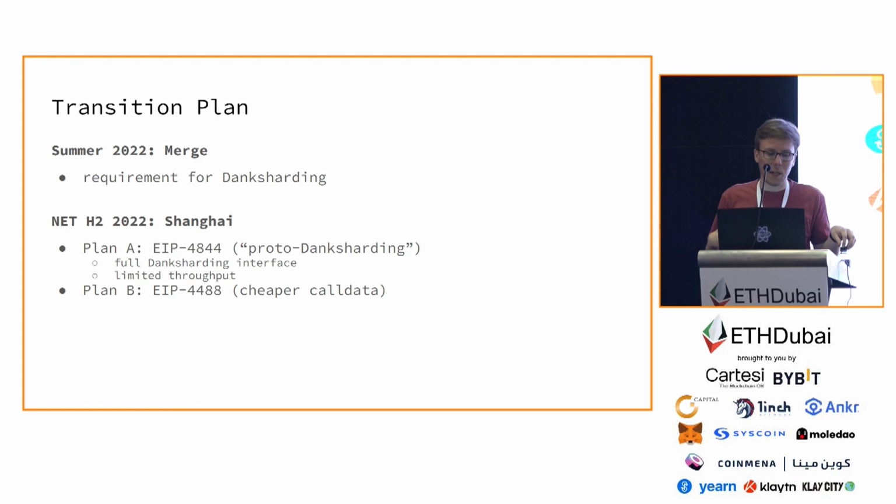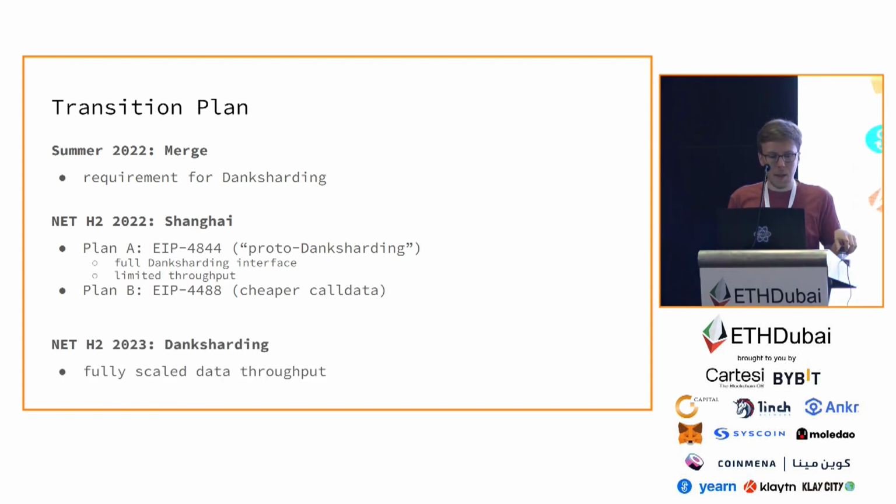And then we have this fallback EIP that Vitalik and I proposed last year that would just make the existing data type, the calldata, cheaper. So in case the other one turns out to be too ambitious for that timeline, we have the fallback plan. After that is done next year, hopefully, or whenever we are ready, we'll do the full sharding, and then data will be endless and everything will be beautiful. So this is the plan.